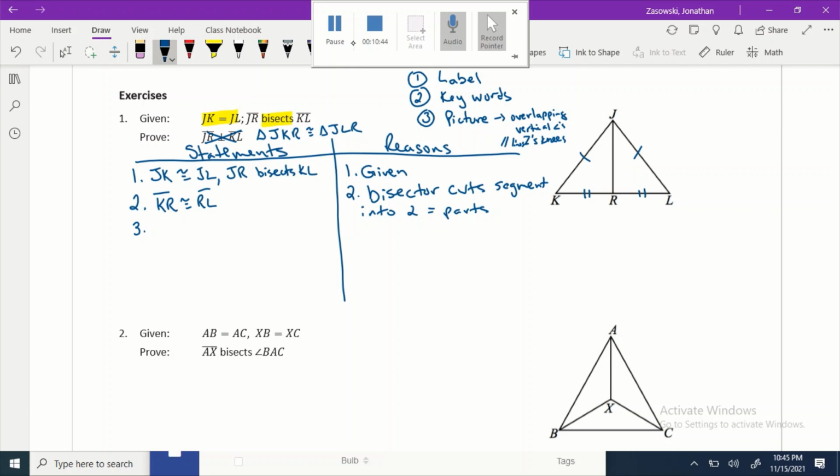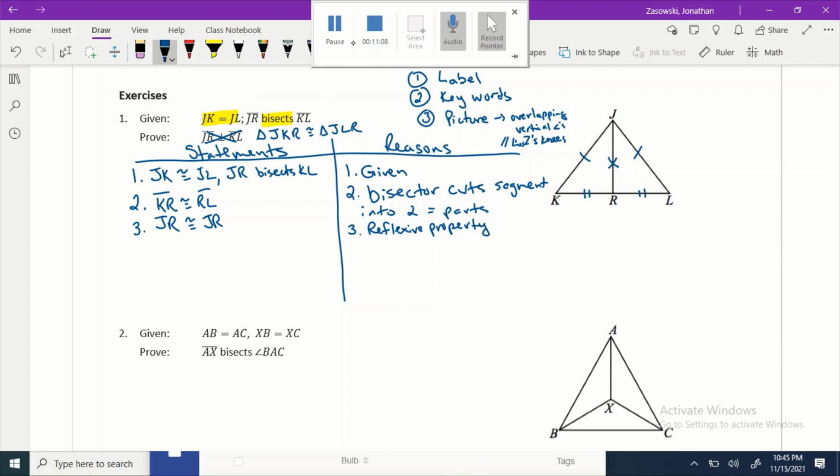So if I look here, right, we have our 2 triangles, and we have that line down the middle again. So we've got that reflexive property. So now I can say that JR is congruent to JR, okay? And that's the reflexive property. The property, of course, that something is equal to itself, right?